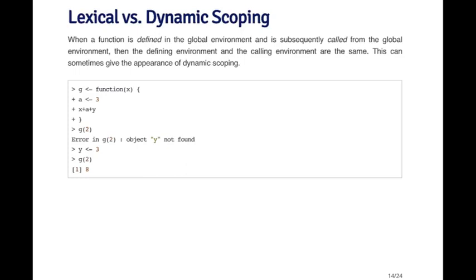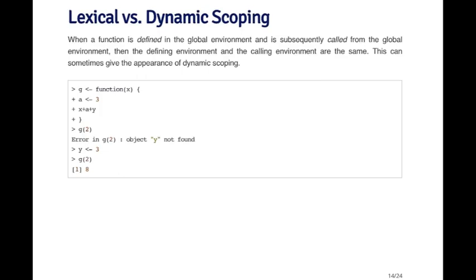The one thing that will make lexical scoping and dynamic scoping look the same is that when a function is defined in the global environment and is subsequently called from the global environment, then the defining environment and the calling environment are exactly the same. This can sometimes give the appearance of dynamic scoping even when it doesn't exist. So here I've got a function called g. It takes an argument x. It assigns a to be equal to 3. And then it adds x plus a plus y.